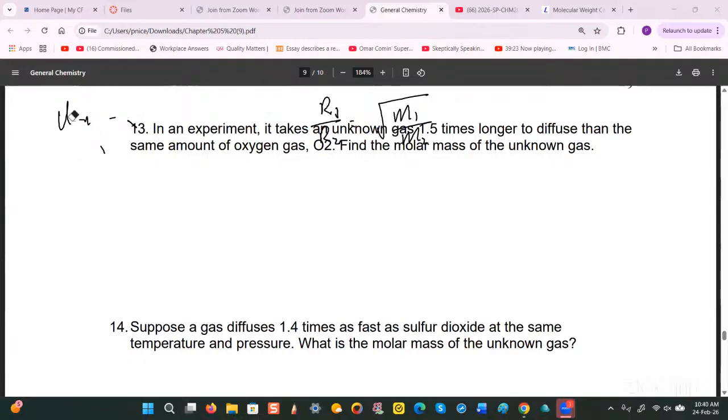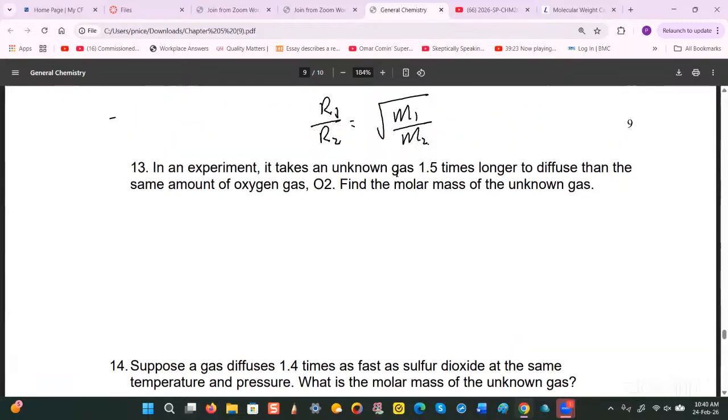Okay, so when it comes to questions like these, you have to make sure that you interpret it correctly. And again, this is one of those questions where students tend to make errors, all right? So as I said before, this is the equation that you're going to use. You have to be careful when using this, you have to identify the different terms and plug them into this equation. So according to the question, in an experiment, it takes an unknown gas 1.5 times longer to diffuse than the same amount of oxygen gas, O2. Find the molar mass of the unknown gas, all right?